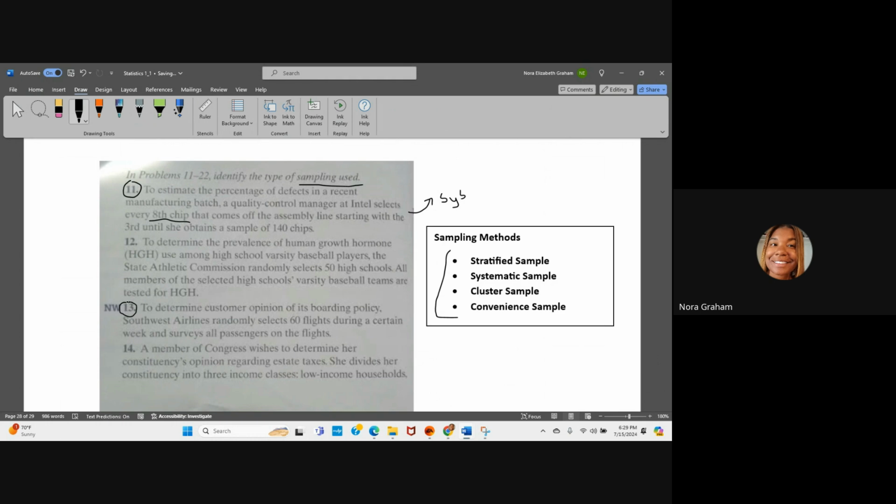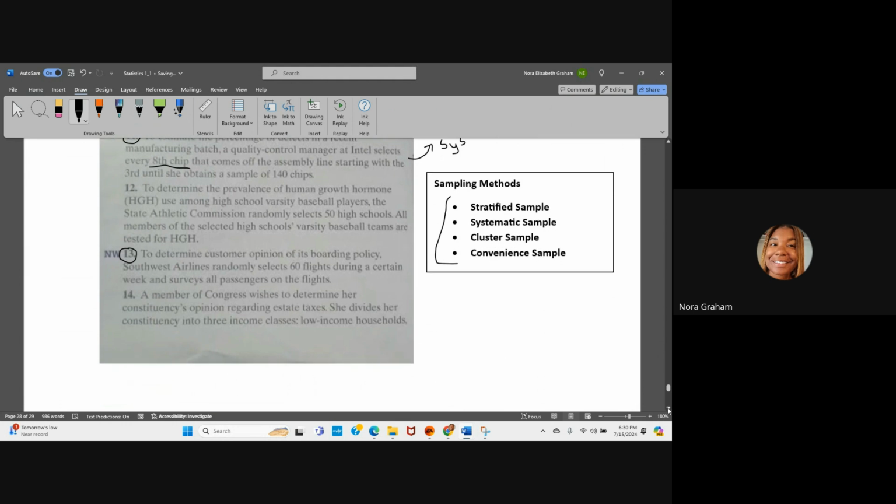Let's go to 13. To determine customer opinion of its boarding policy, Southwest Airlines randomly selected, okay, that's important, 60 flights during a certain week and surveys all passengers on the flights. So again, annotate and underline what gives you hints, okay?